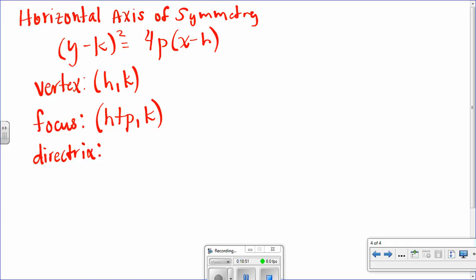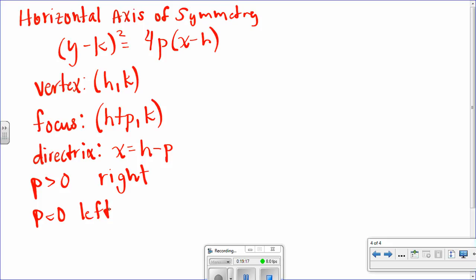So the directrix is x equals h minus p. And if p is greater than 0, it opens to the right. If p is less than 0, it opens to the left.